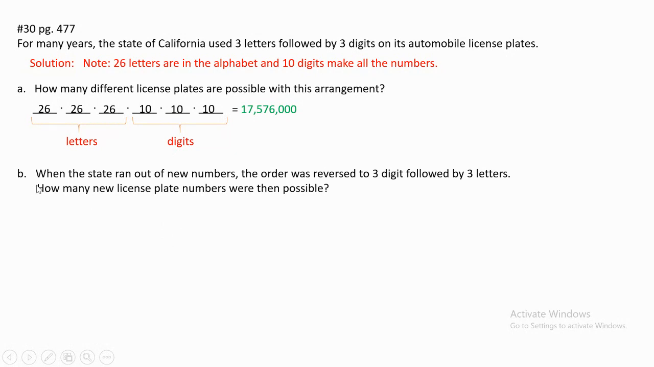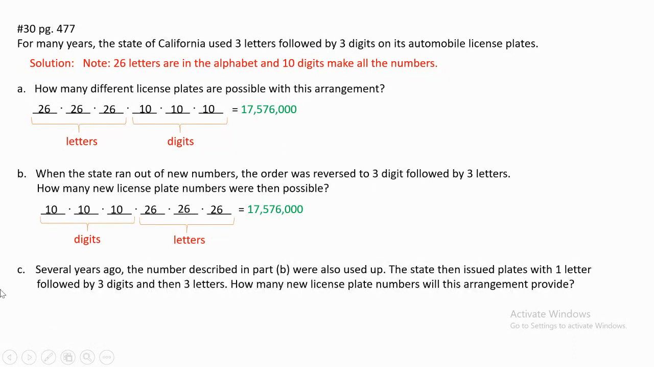Now, for part B, when the state ran out of new numbers, the order was reversed to 3 digits followed by 3 letters. How many new license plate numbers were then possible? So they reversed the order. So these are the digits and these are the letters. Same thing: 10, 10, and 10, 26, 26, and 26, right? So you multiply them out and you get the same answer as part A, 17,576,000.